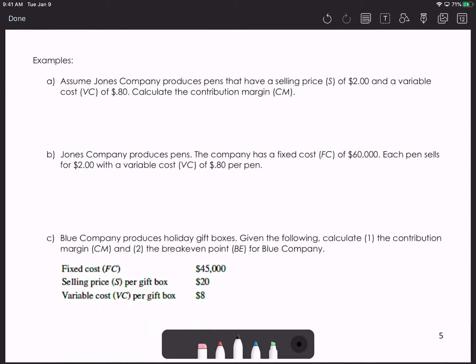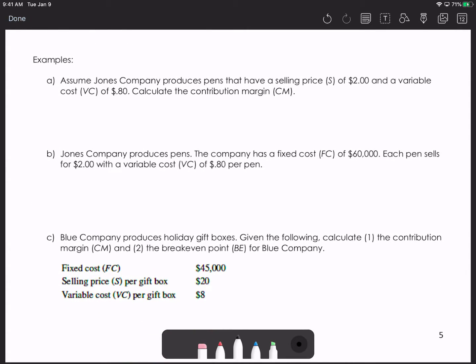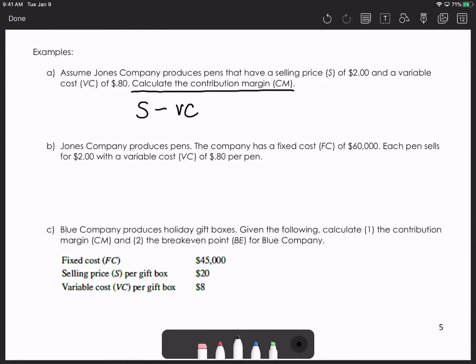Okay, so in the first example, it gives us some information and it asks us to calculate the contribution margin. So we need to take the selling price and minus the variable cost. So in this problem, this company is producing pens, and the pens have a selling price of $2 and a variable cost of 80 cents. So I'm just going to subtract, and I'm going to get that my contribution margin is $1.20.